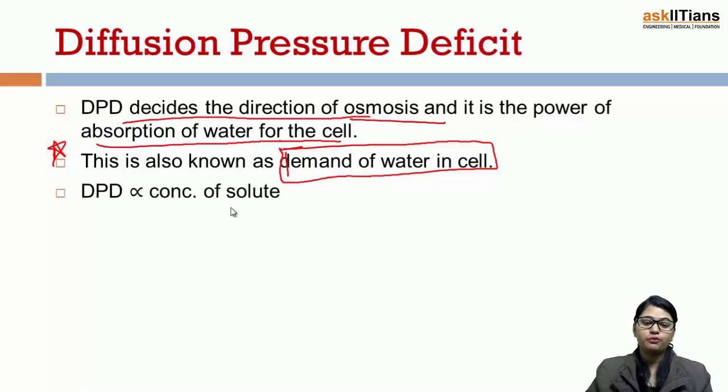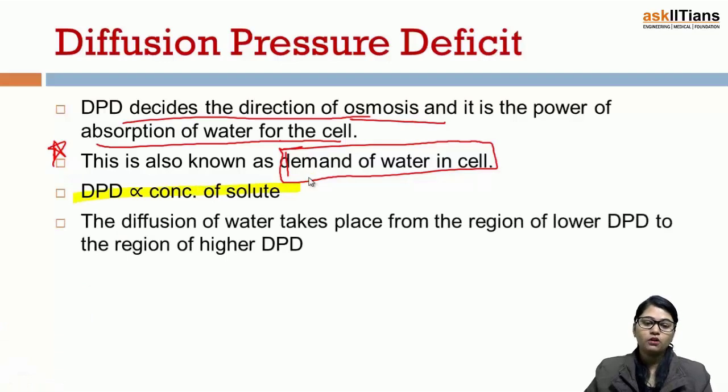DPD is directly proportional to concentration gradient. Just remember this thing. The diffusion of water takes place from the region of lower DPD to the region of higher DPD.